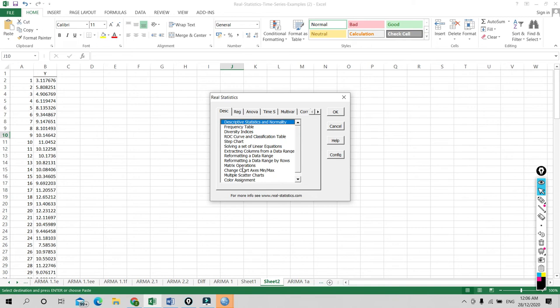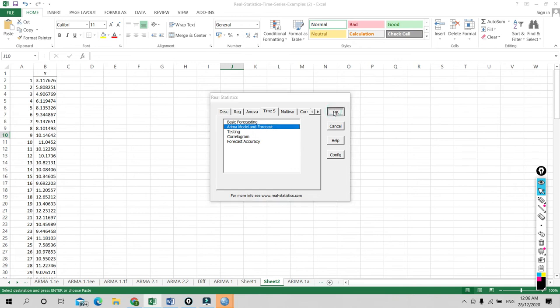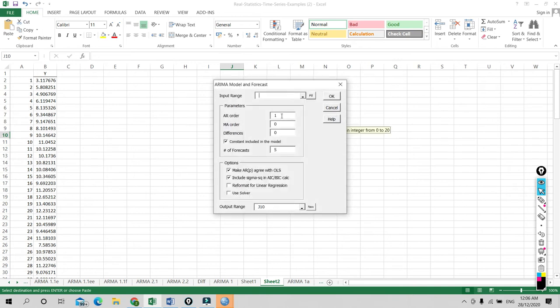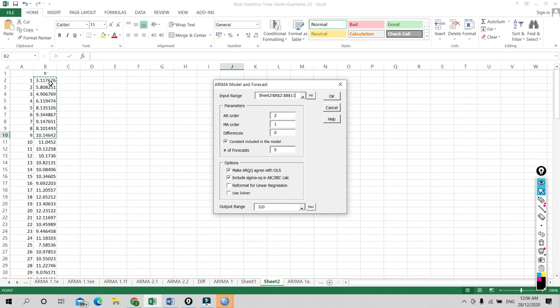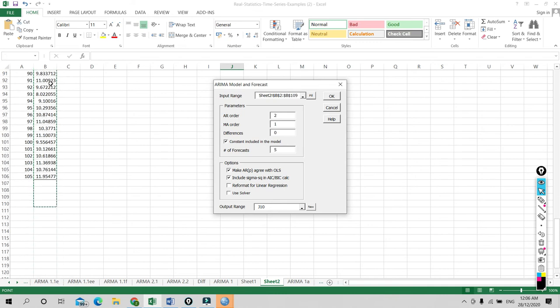I press Control M, go to time series, go to ARIMA forecasting, and say OK. I say my model is AR2, no differencing, and MA1. So we assume that I don't have to do a differencing, I just pick the ARMA model. Here I put in the data; the range of data is from this part to this data. So let's pick up the data.